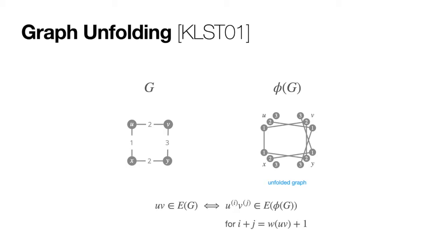We also make copies of every edge in G, where the number of copies in phi of G is given by the weight of that edge. For example, the edge UV on top has weight 2, and therefore has 2 copies in phi of G. The copies are connected so that the sum of the copy IDs are equal to the edge weight plus 1. You can read the formal statement at the bottom.